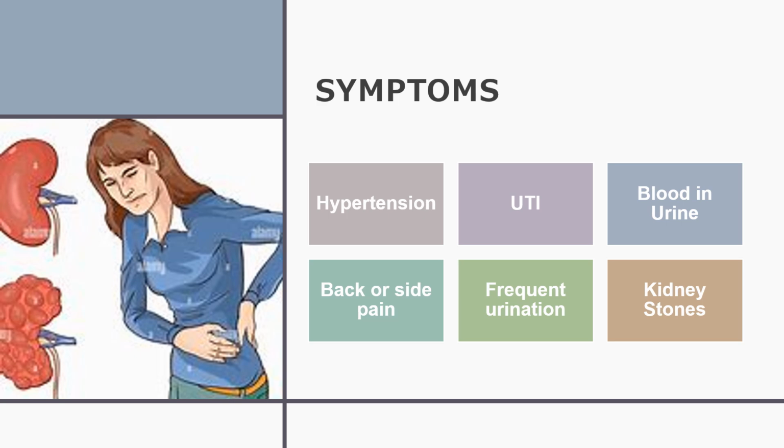In this slide, I put a list of symptoms. The first being hypertension, UTI, blood in the urine, back or side pain, frequent urination, or kidney stones. In some cases, it can be asymptomatic, but it just depends on the progression of the disease. Some patients have no symptoms, and some patients have all these symptoms plus some. So just something to let you see.